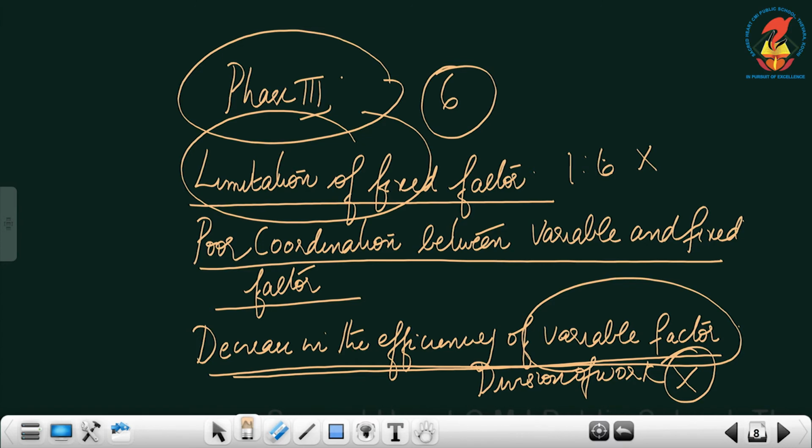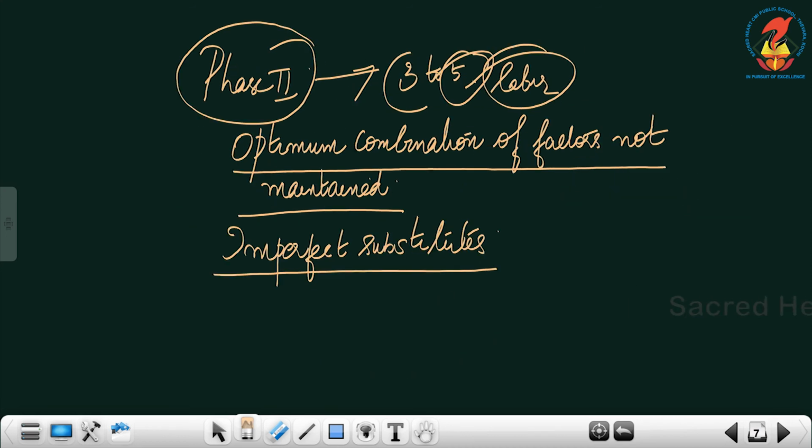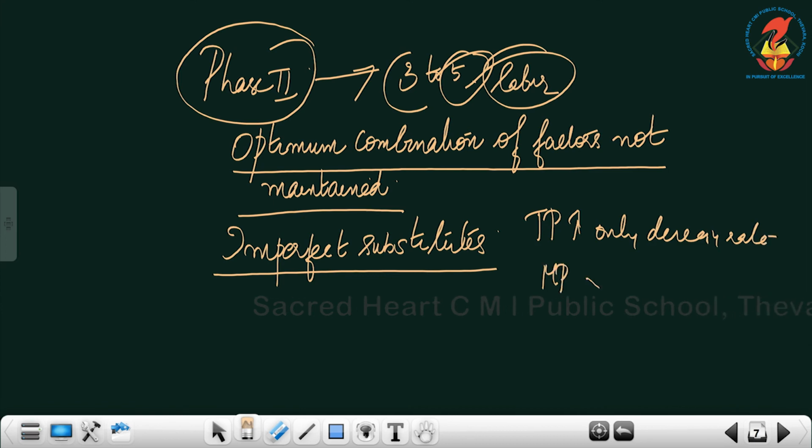So we were learning about the reasons of the law of variable proportion. In the first phase, what is the reason? In the first phase, we can find total productivity is increasing at an increasing rate. Marginal productivity is also increasing, isn't it? So what is the reason behind that? Because there is proper utilization of the fixed factor and there is increased efficiency of the variable factor, because the ratio was good. In the second phase, we can find total productivity increases but only at a decreasing rate, isn't it? Whereas marginal productivity falls.